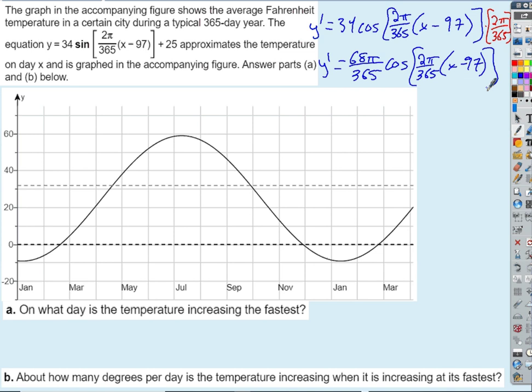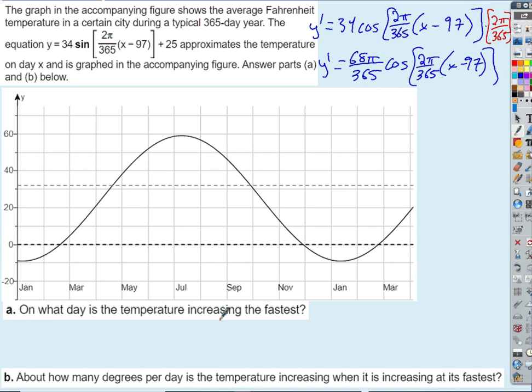You've got to make that connection: where the derivative function is going to be the biggest, that's going to be where the rate of change of temperature is the greatest. And doesn't that just mean the temperature is increasing the fastest, right? Okay? So if I were to graph this cosine function then, what am I going to get? Well, let's graph it and see.